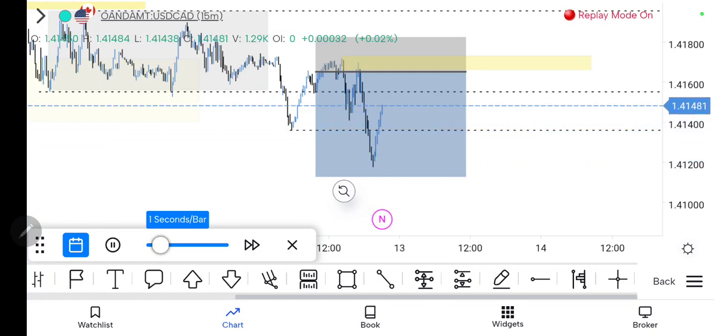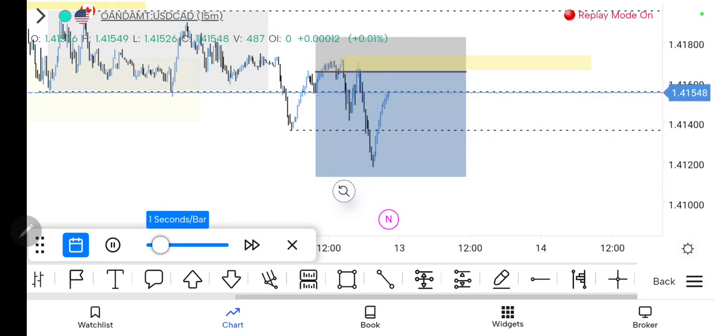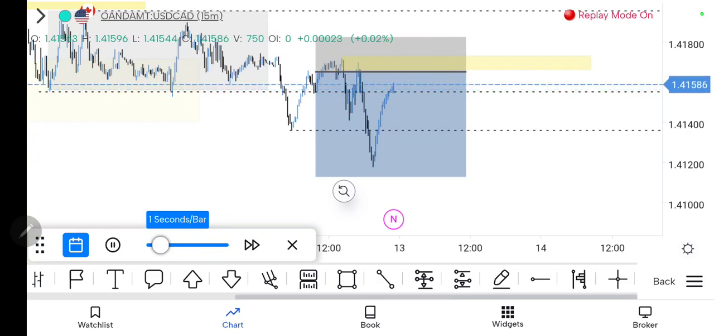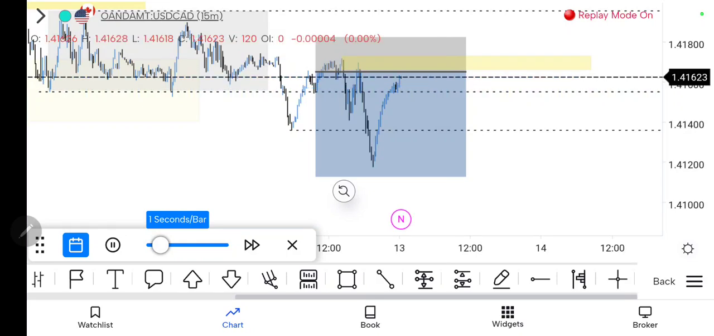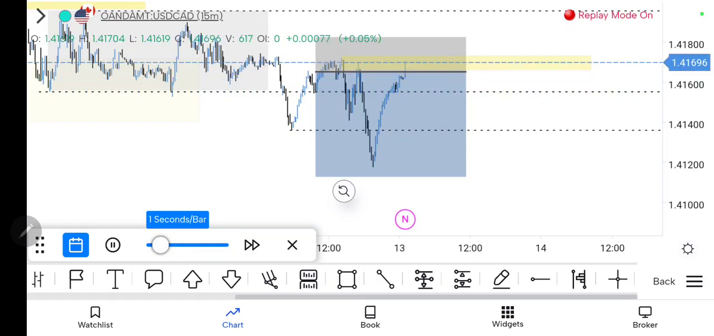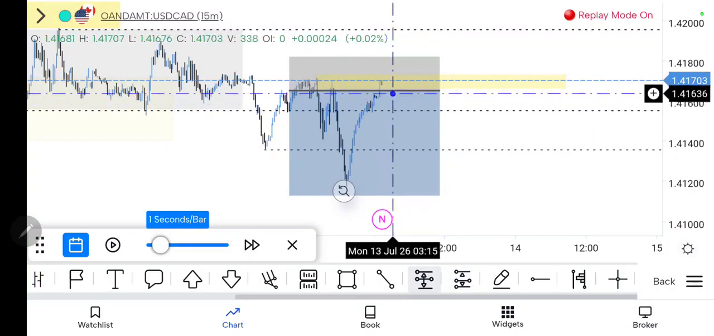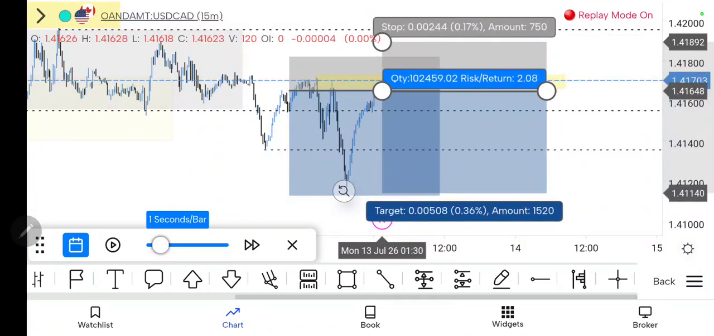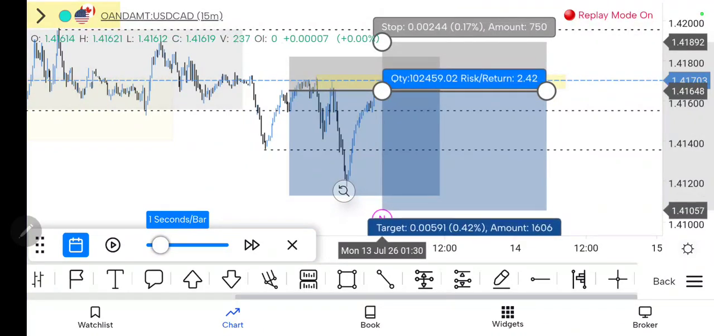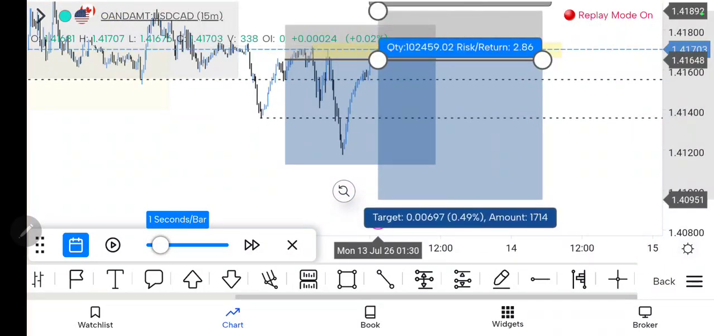So we are waiting for price to retrace back into that level, this yellow level here, so that we can catch another trade from that zone. We are going to be patient. Okay, so we tap that zone. So here I'll be entering another trade right here. 1 to 3 trade.